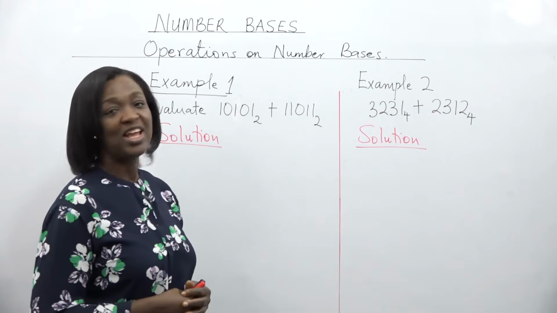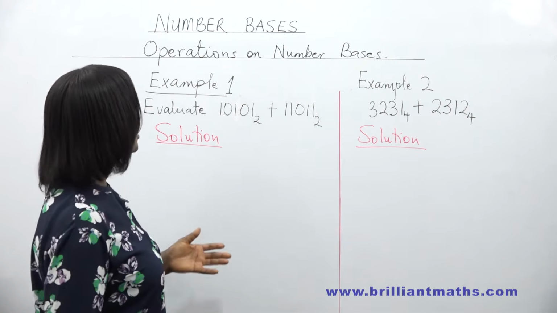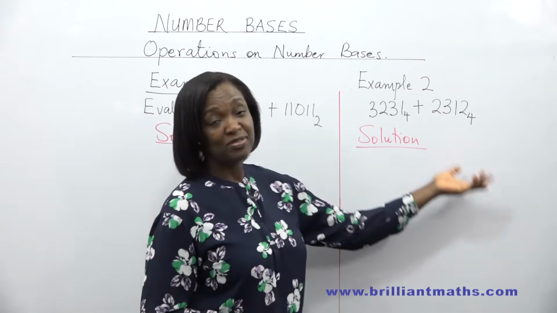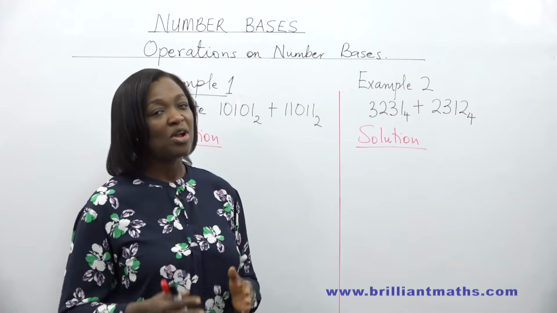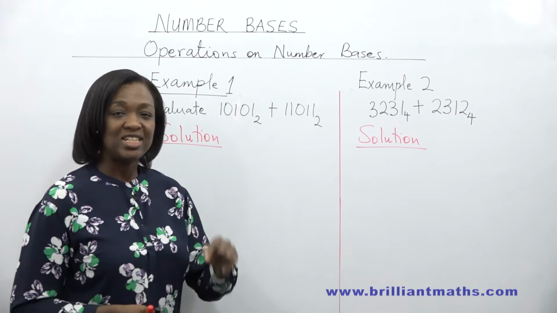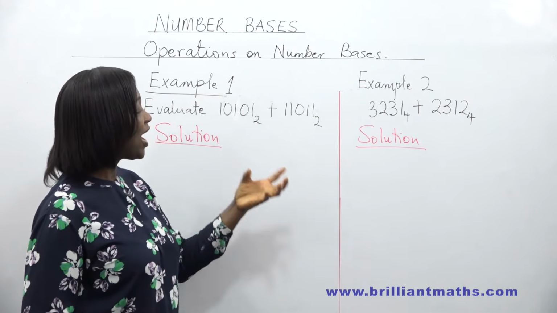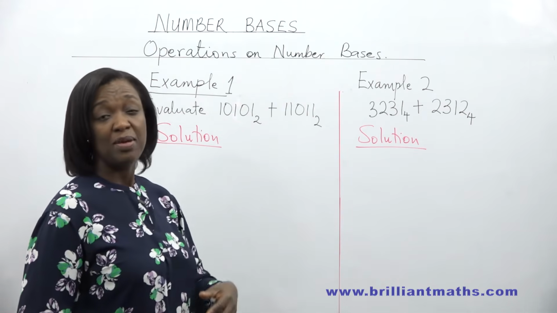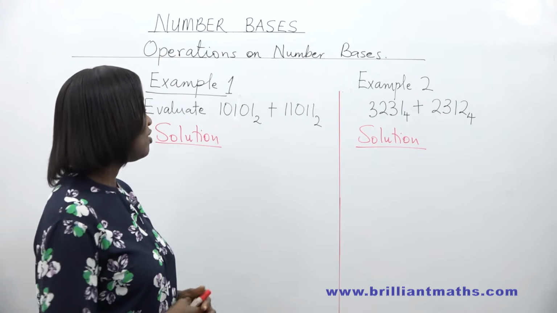In this lesson, we want to learn how to add in other bases other than 10. Example 1, we're adding in base 2, and in example 2, we're adding in base 4. What you need to keep in mind when you're adding in other bases is that it's not base 10, so you can't get a number beyond the digits before the base. For example, if you're adding in base 2, your highest digit will be 1. So 1 plus 1, for example, in base 2 is 10. We'll see how that works.